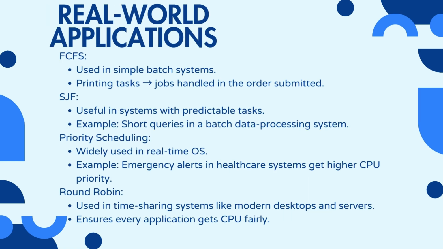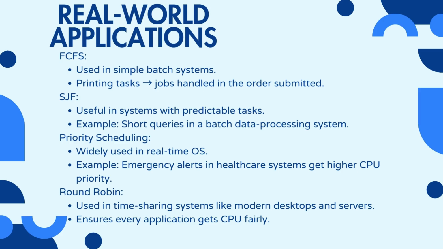Slide 4 is real world applications. We shall see these algorithms and how they are used in real life. FCFS is commonly used in simple batch systems like print spooling, where jobs are completed in the order they're received. SJF works best in batch processing systems where job lengths can be predicted. For example, data analytics tasks where simple queries are finished first.